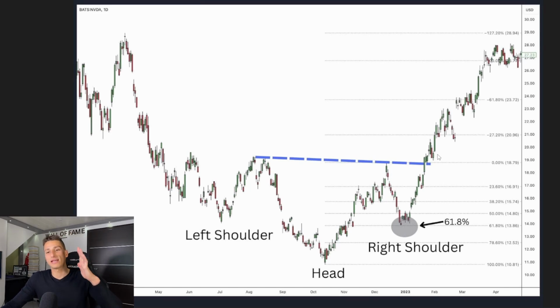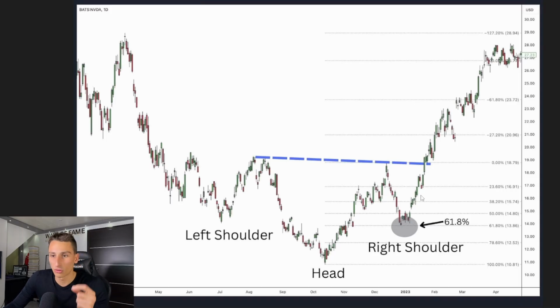Then the common mistakes about this setup: buying before the neckline breaks. For example, on the right shoulder, right there, is a really aggressive approach, but it offers you a better risk reward with a lower win rate. It's only a trade idea until confirmed.